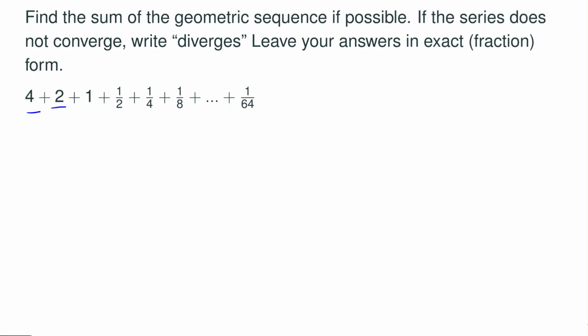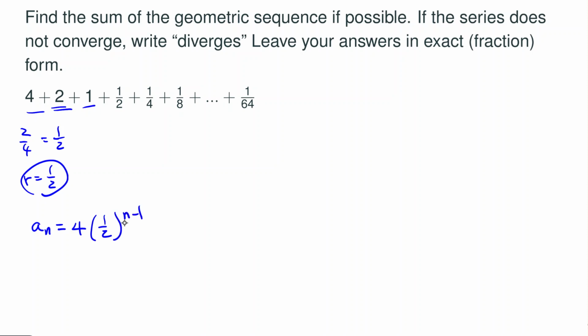Okay, so the common ratio is 2 divided by 4, which is 1/2. 1 divided by 2 also gives us 1/2, right? 1/2 divided by 1 is also 1/2. So we know that the common ratio is 1/2. Okay. So then what is the nth term formula for this geometric sequence? We get 4, the first term, times the common ratio to the n minus 1 power.